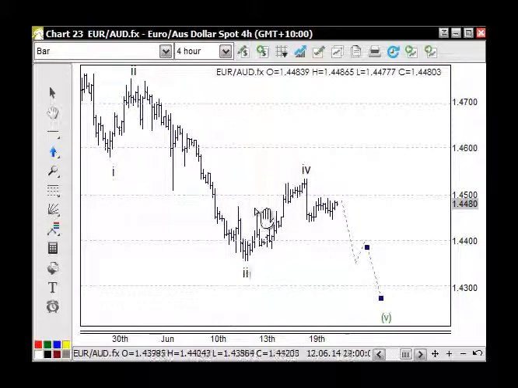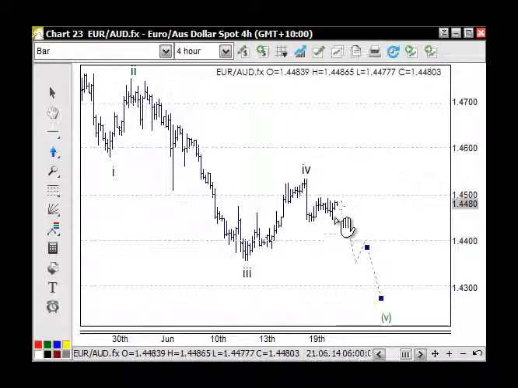So we were looking for an A and a B and a C here, and we counted these 5 waves up through here last week. And then we're looking for a move lower and looking at the 145 being retested resistance here. So really we could look to short here with a stop above the 145.